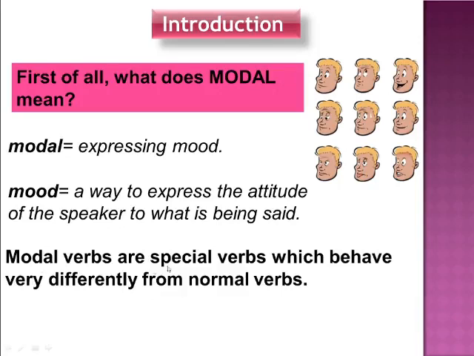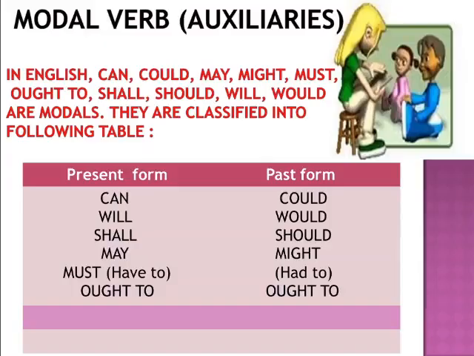Modal verbs are special verbs which behave very differently from normal verbs. Normal verbs means main verbs, like that. Modal verbs are auxiliaries. In English, can, could, may, might, must, ought to, shall, should, will, would are modals. These are modal verbs. They are classified into the following table. Can, could, may, might, must, ought to, shall, should, will, would. You must learn this very well.